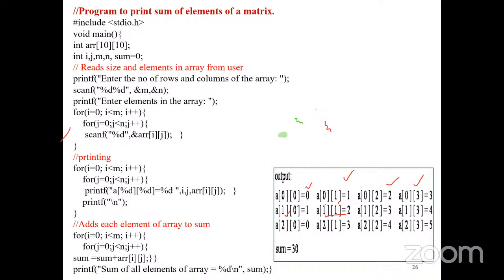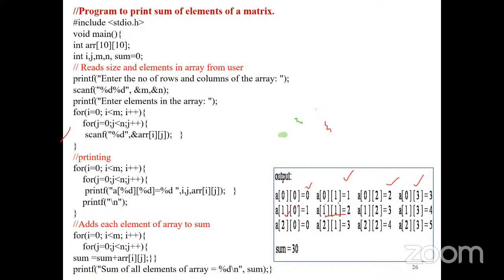Next to this array, this loop is for what? To perform the sum operation. Here, sum equals array of 5j. That's it. So this entire discussion depends on what? The previous morning class I have taken, right? How the two for loops are working.